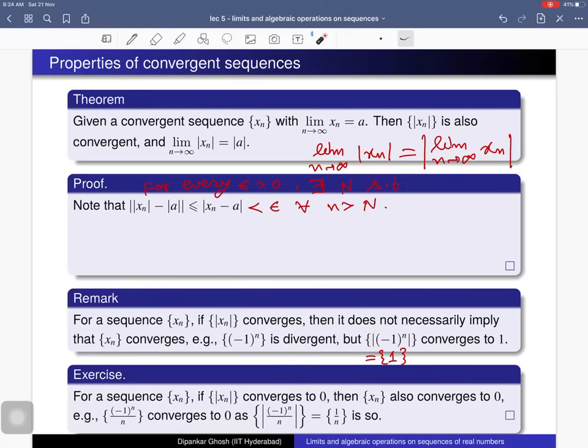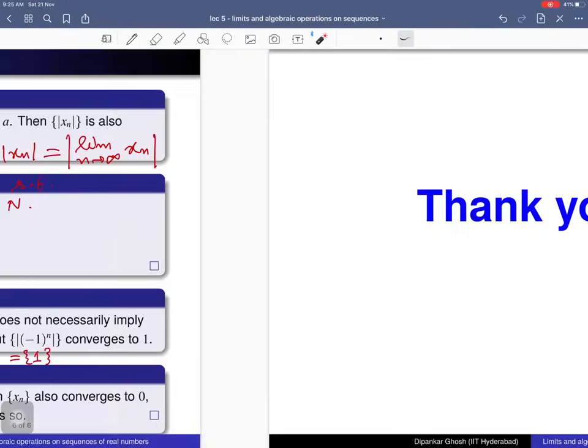And here is an example. If you consider minus 1 power n divided by n, it converges to 0 because its sequence of absolute values is just this sequence whose nth term is 1 by n. This sequence converges to 0. So one can prove this thing, this exercise. I'll stop here.